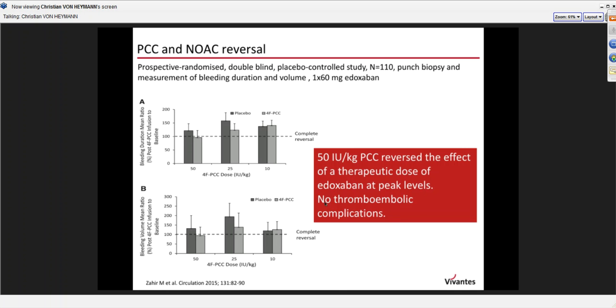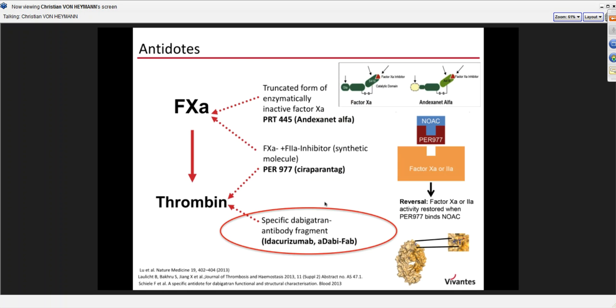What about the antidotes? And this is definitely the great issue at the moment. We have one antidote, a specific antidote approved in Europe and worldwide, that is idarucizumab for the Pradaxa, and we have 2 more direct antidotes, which are not antibodies, but direct antidotes, which are under clinical evaluation that I will introduce to you in a couple of minutes.